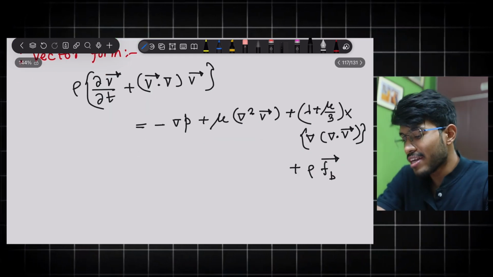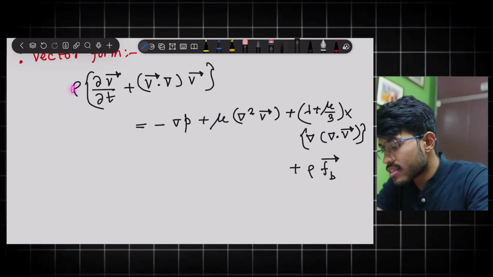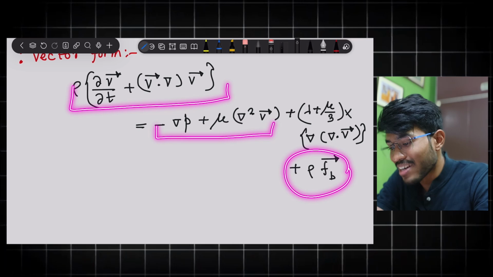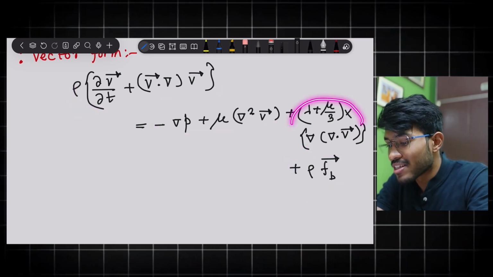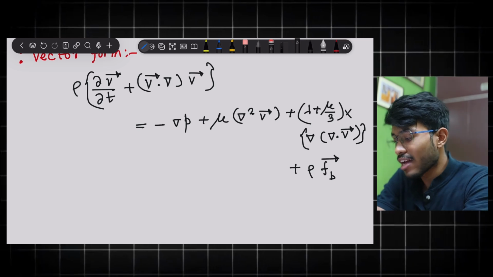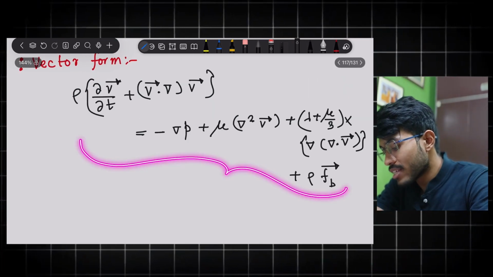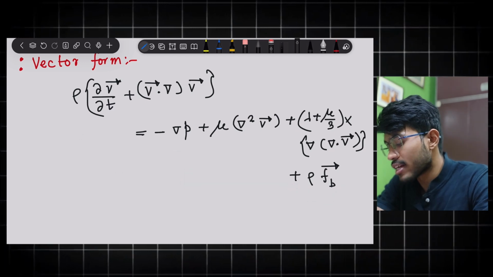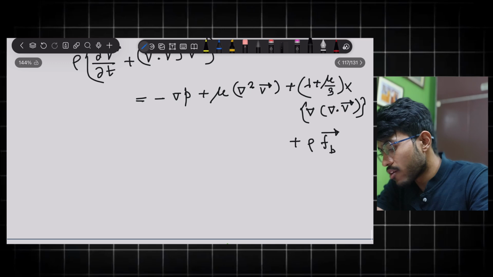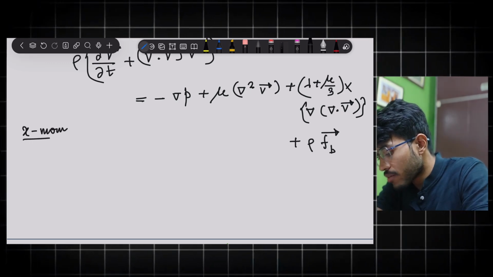Now I know that most of you have studied only these terms, these two, and this one. But this term is also there. You cannot neglect this term. So if I ask you how you can go from this equation to the equation that you already know, firstly, I will write this equation in the x coordinate only. So, the x momentum equation.